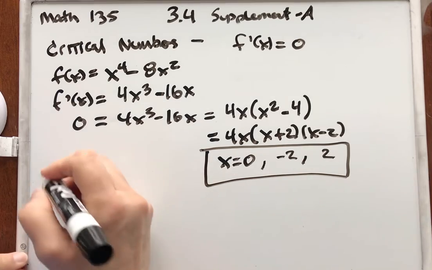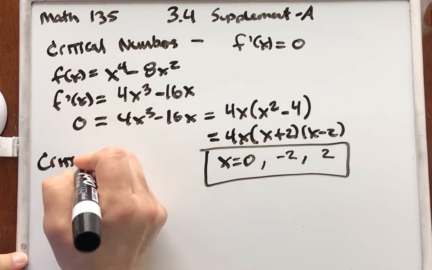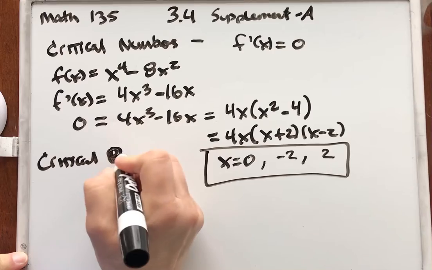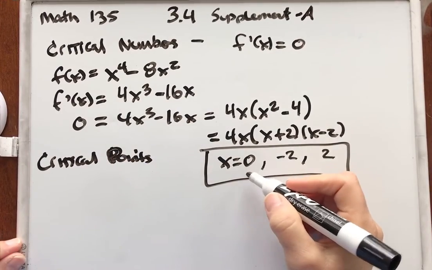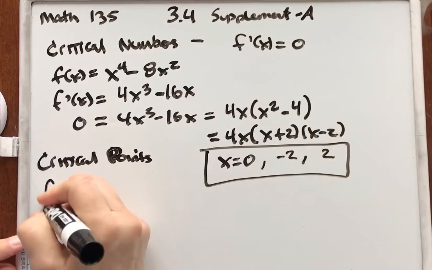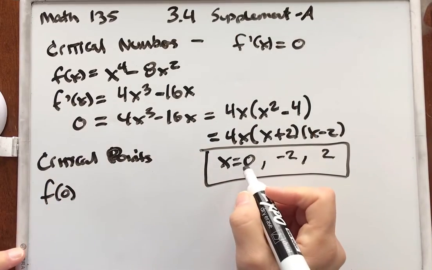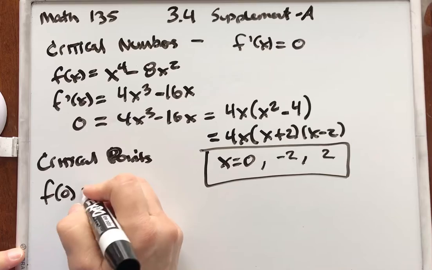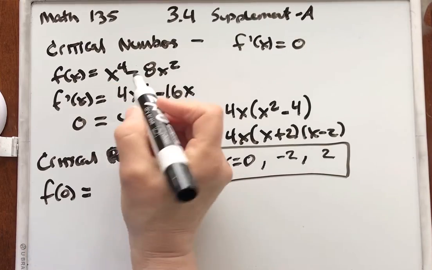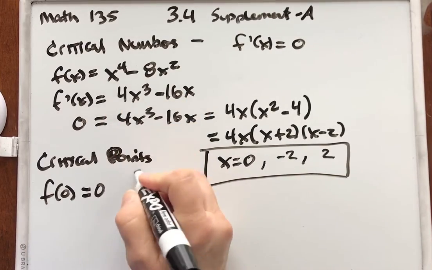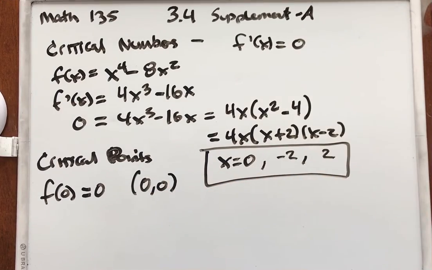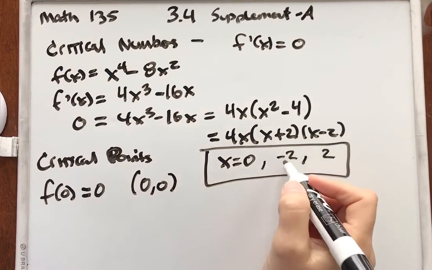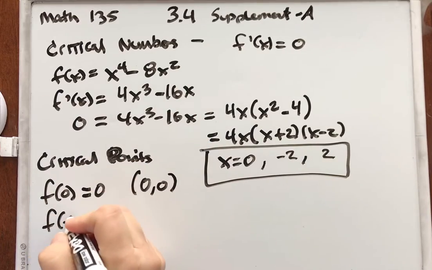Now, critical points. Critical points is where we actually put our critical numbers into our original function. So we're going to put our critical number 0 into f of 0, into the function. If we put zeros in there, we just get 0. So a critical point we have is (0, 0). So on the graph, we would plot (0, 0). Okay, next we put in our negative 2. So f of negative 2.